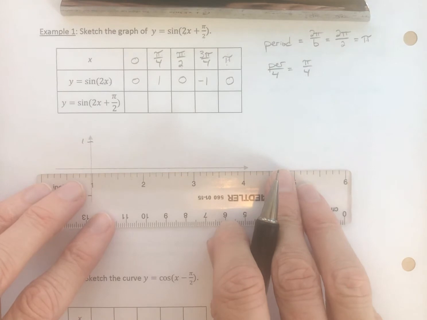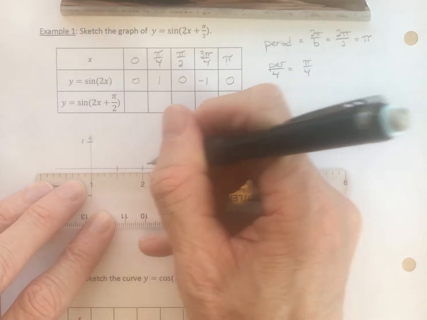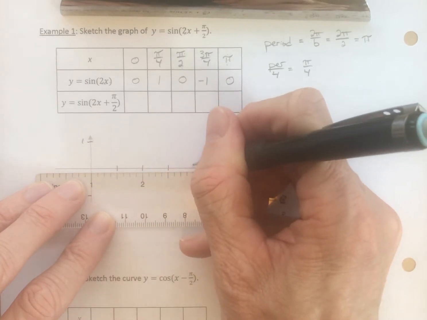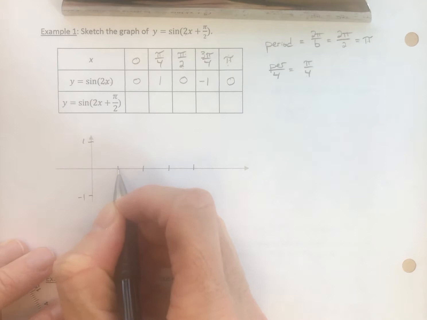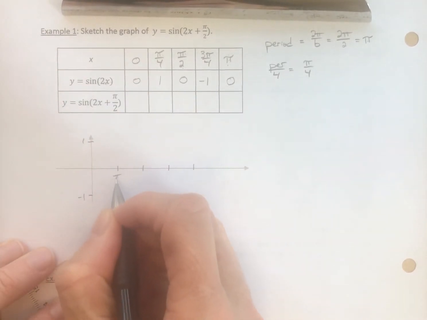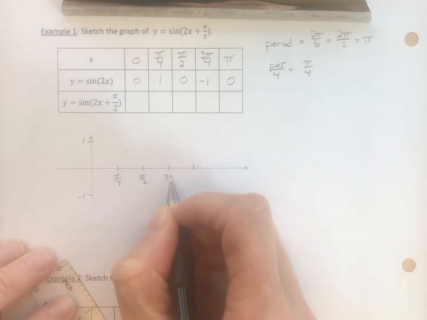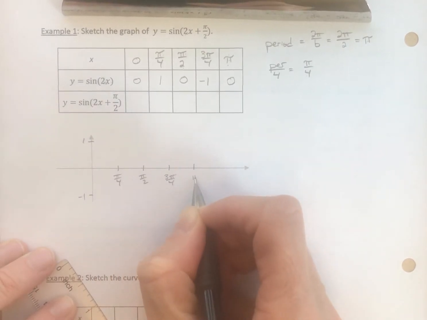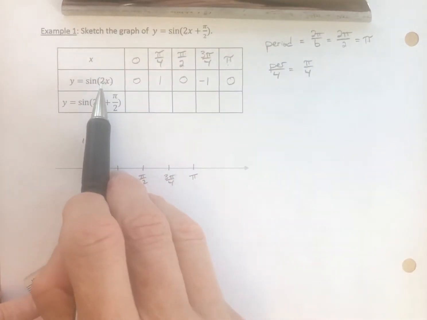And I'm going to go from 0 to pi. So pi over 4, pi over 2, 3 pi over 4, pi. So here are my key points, 1, 2, 3, 4, 5, for this function. And again, this is pi over 4, this is pi over 2, this is 3 pi over 4, and this is pi. And we know we adjusted the period.